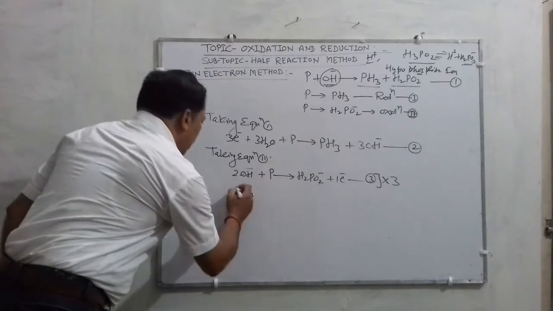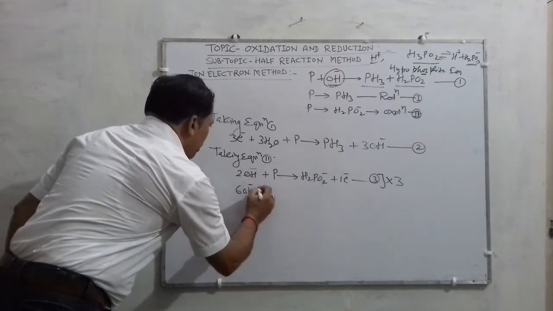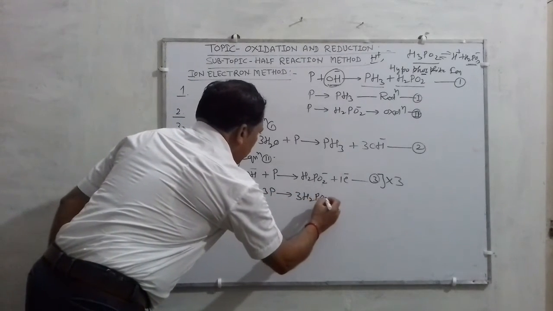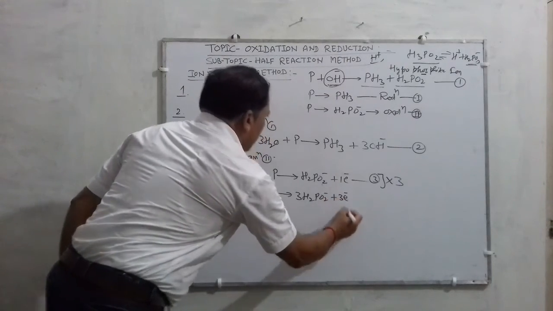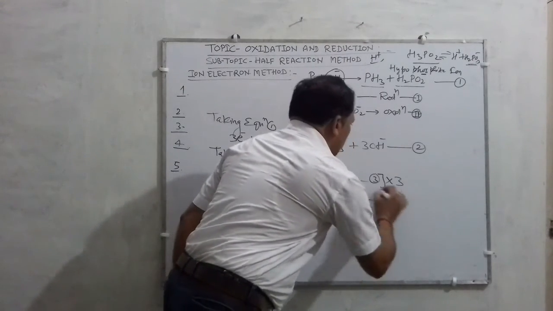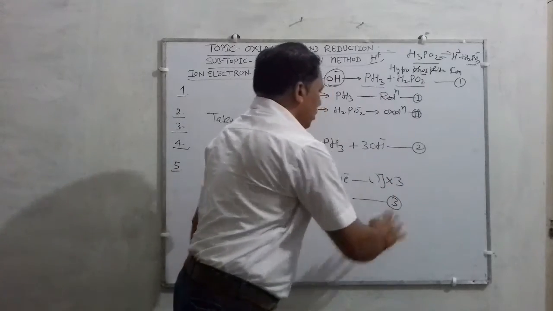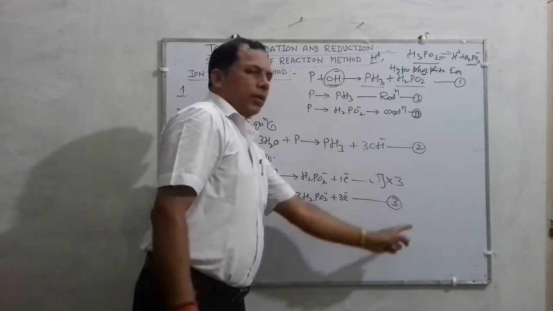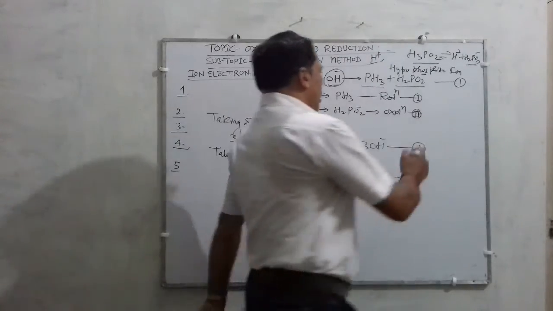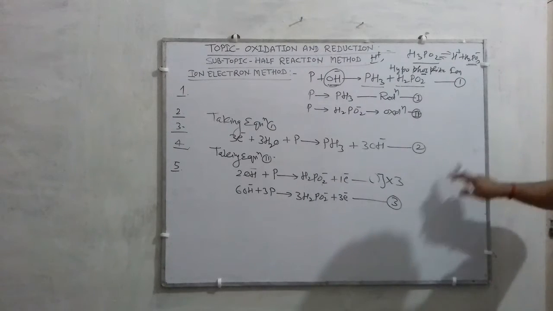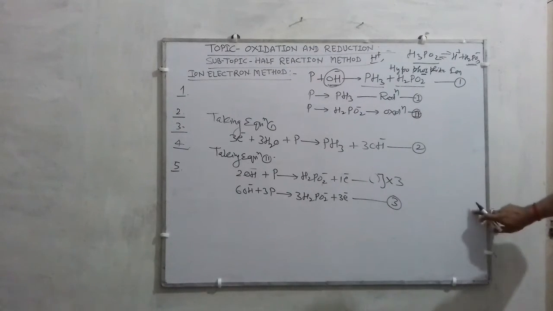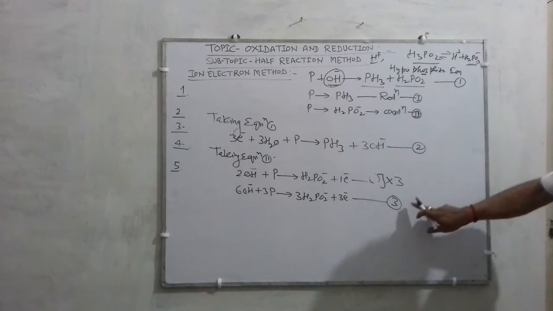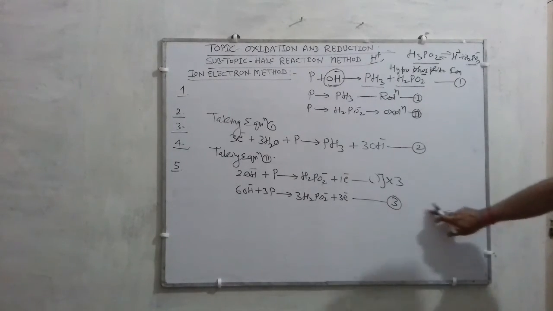And if you multiply, this will become 6OH minus plus 3P, changing into 3H2PO2 minus plus 3e minus. Suppose this equation is equation 3. Alright? Now add equations 2 and 3. This is the balanced reduction half reaction, and this is called the balanced oxidation half reaction.